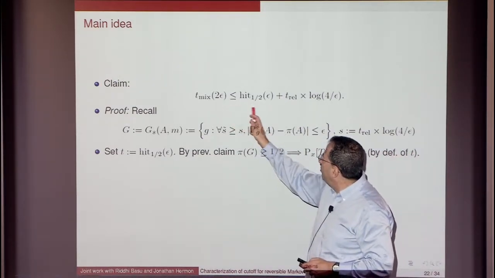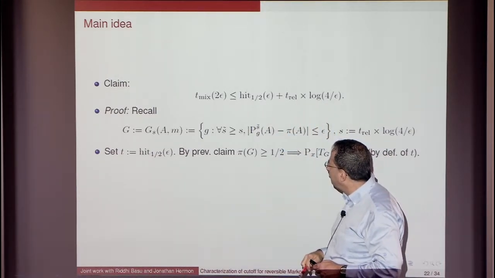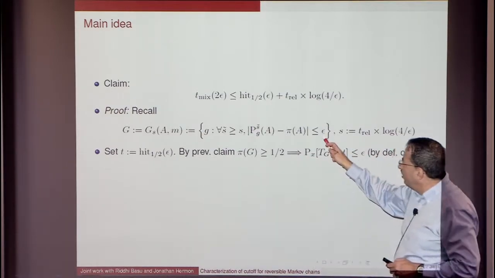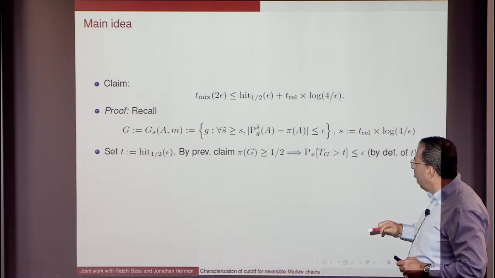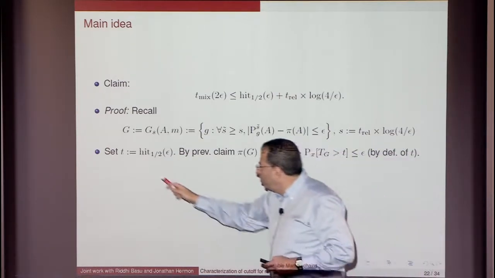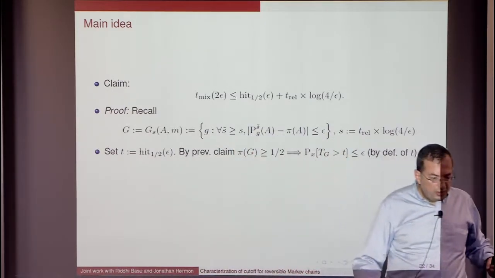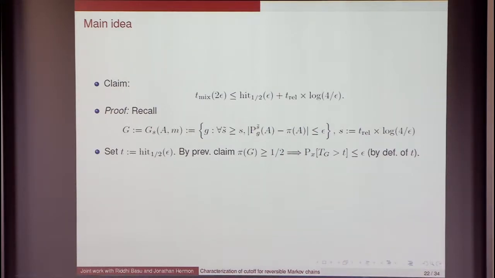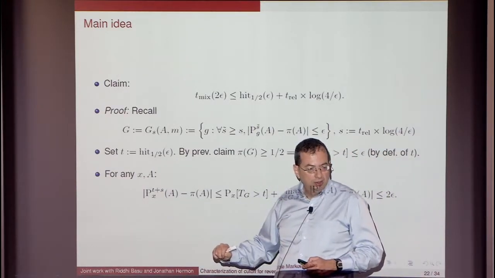So I claim that T mix of 2 epsilon is less than this hitting time plus this correction term. Remember the definition of G and the definition of S. S is T rel times the log of 4 over epsilon. First look at T, which is this hitting time. Because this set G is bigger than a half, I know that I'm very likely to hit G by time T. In fact, the probability this fails is at most epsilon.